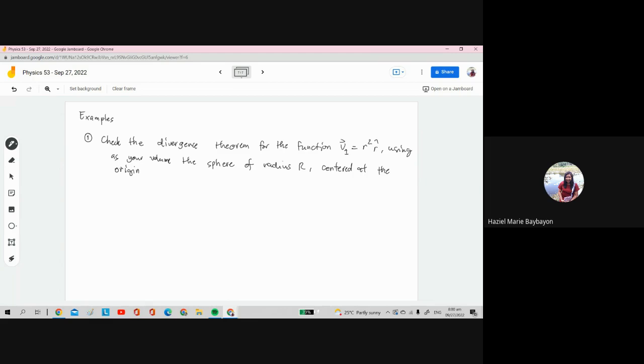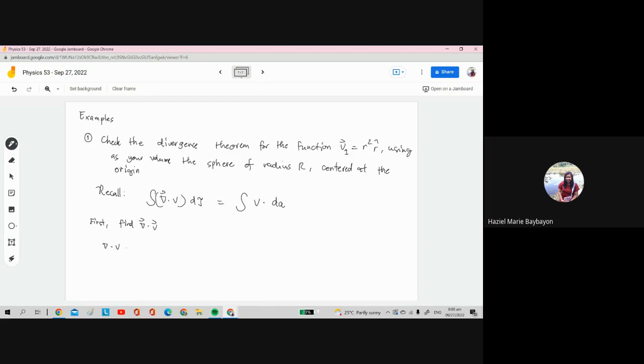Okay. So recall that the divergence theorem states that the integral of the divergence of v d tau is equal to the surface integral of v dot dA. All right. So we are given this function, r squared r hat. So the first thing to do is to find the divergence of v.